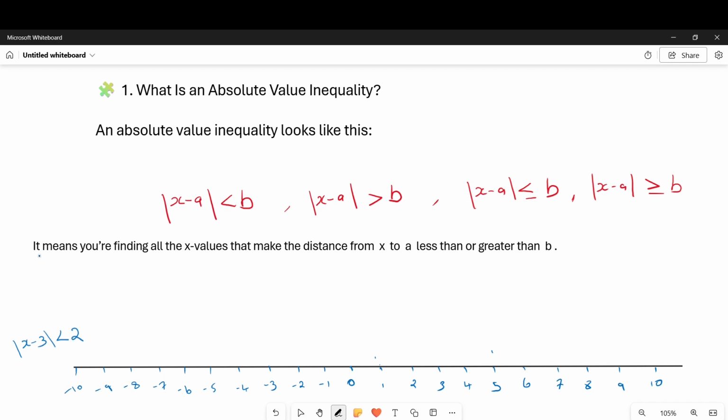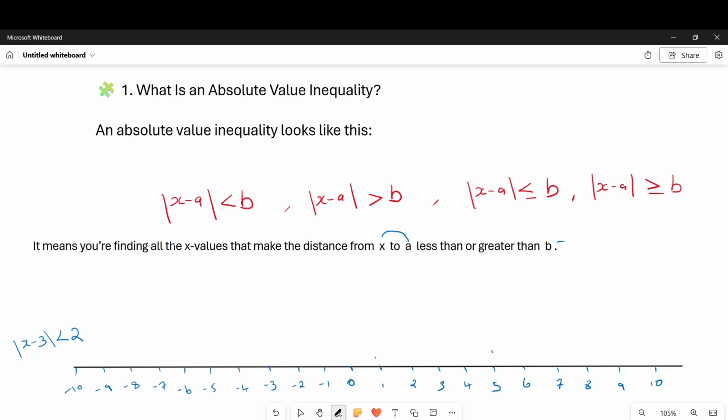The meaning is, you are finding x values. The x values are unknown. So you are finding all the x values that make the distance from x to a, the distance between x and a, less than or greater than b. This is a fixed value, a constant value b. So we are finding all the x values which make the distance from x to a less than or greater than b. This is the definition of this absolute value inequality equation.